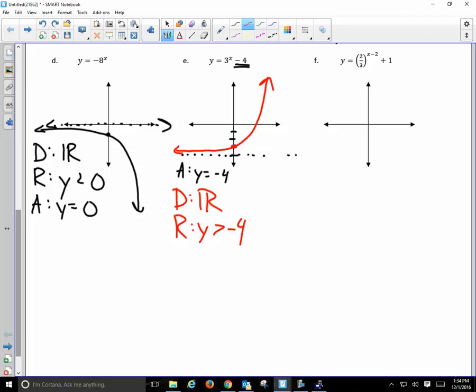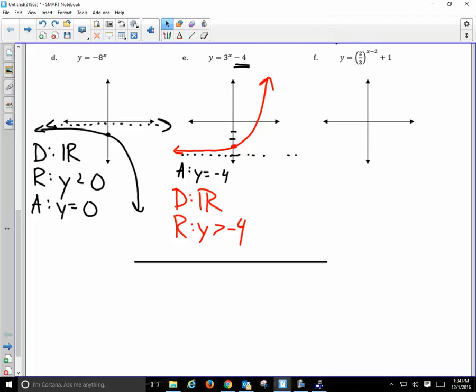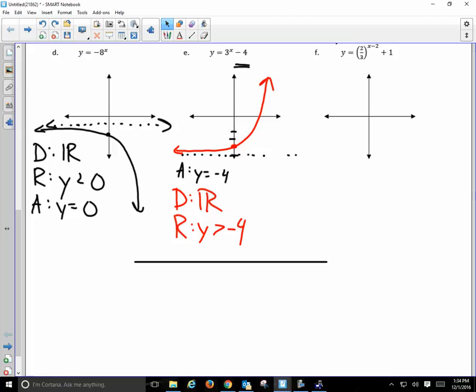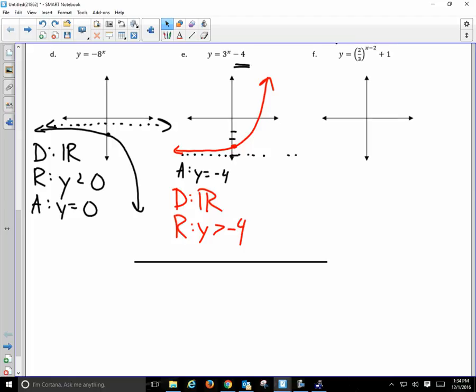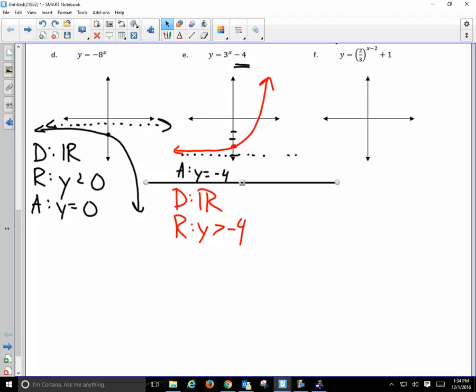the range. I just take that horizontal line and I start dragging it. When does the graph, when does this start to intersect the graph? At 4 or negative 4, it doesn't intersect the graph. But when I get any spot above 4, that's going to start to intersect.